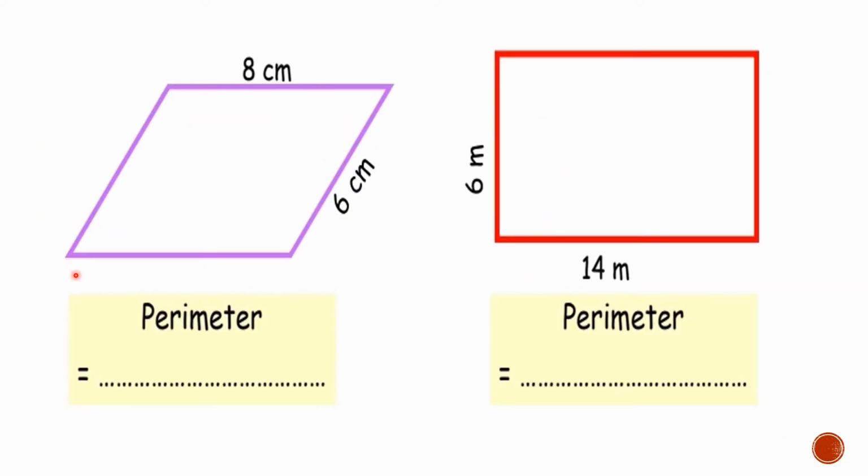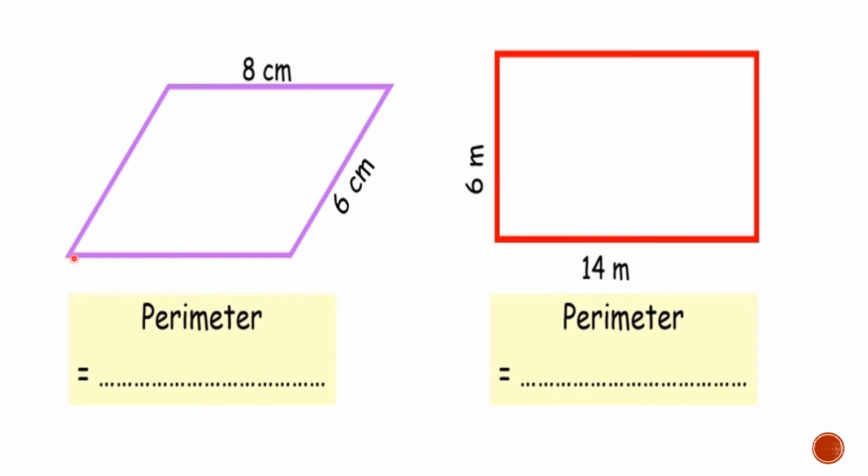This is a shape that is not regular. This side is 8, so this side is like it. This is a parallelogram. And as we know, in a parallelogram every two opposite sides are equal. So if this is 8, this is 8. If this is 6, this is 6.